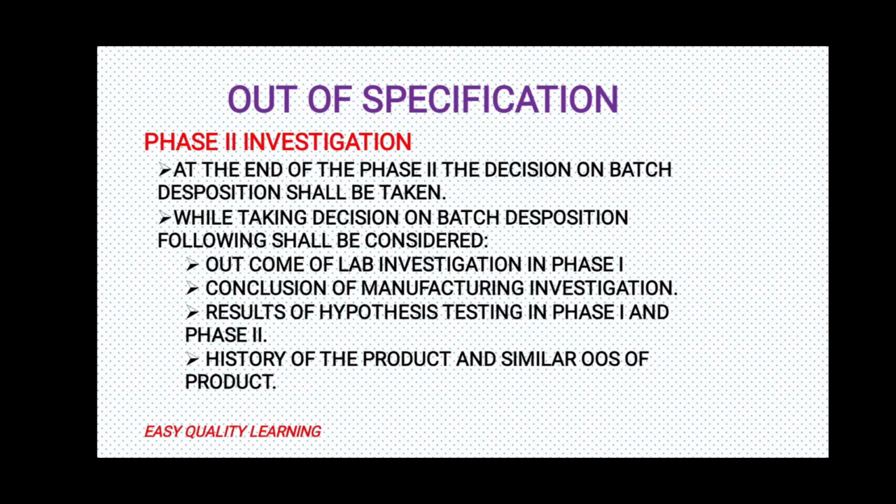Then at the end of the phase 2, the decision on the batch disposition shall be taken. So by end of the phase 2, we need to decide what we have to do with the batch, whether it needs to be approved or it needs to be rejected. And while deciding the disposition of the batch, the following shall be considered. Outcome of the lab investigation in phase 1. So whatever results are there for phase 1 investigation, that should be considered. Conclusion of manufacturing investigation shall be considered. Results of hypothesis testing in phase 1 and phase 2 shall be considered. And history of the product and similar OOS of the product shall be considered while taking the batch disposition decision.